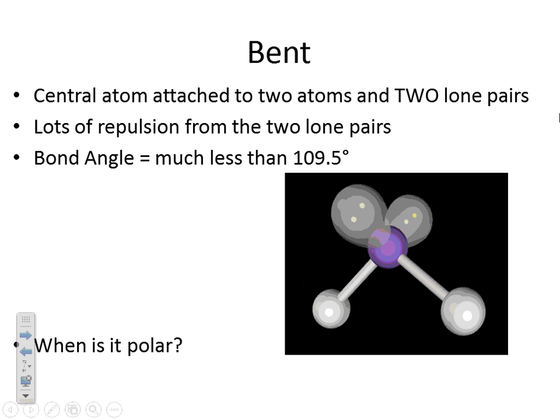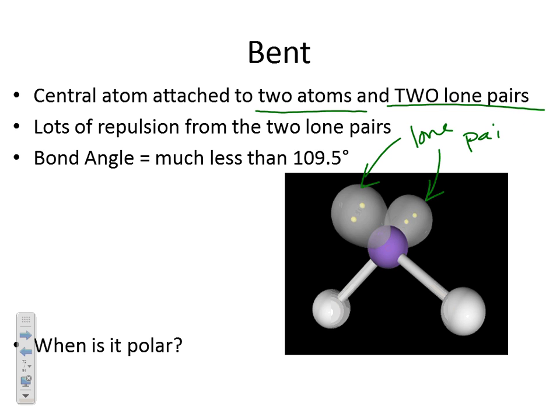Next up is bent. This is water. Water is the classic example of a molecule that has this bent shape. So now in a bent shape, we have a central atom that's attached to 2 atoms, so we have 2 bonds. But our central atom also has 2 lone pairs, right? So these are our 2 lone pairs. And then our 2 bonds, right down here. 2 bonds to 2 other things.